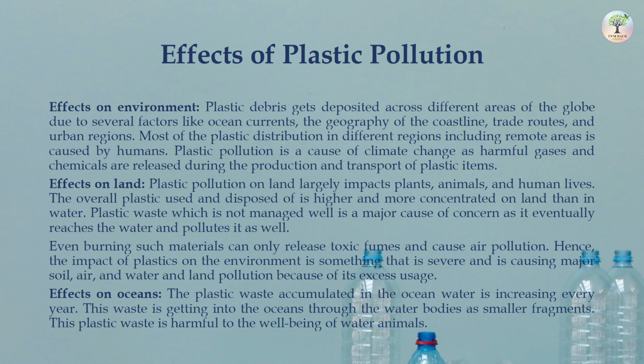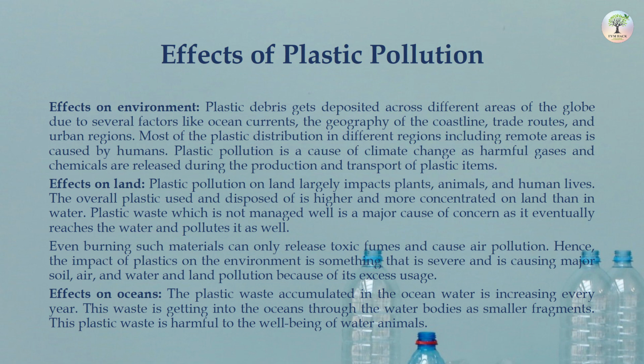Plastic debris gets deposited across different areas of the globe due to several factors like ocean currents, the geography of the coastline, trade routes, and urban regions. Most of the plastic distribution in different regions, including remote areas, is caused by humans. Plastic pollution is a cause of climate change as harmful gases and chemicals are released during the production and transport of plastic items. Effects on land.